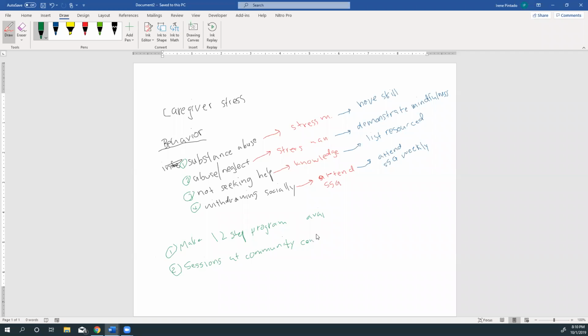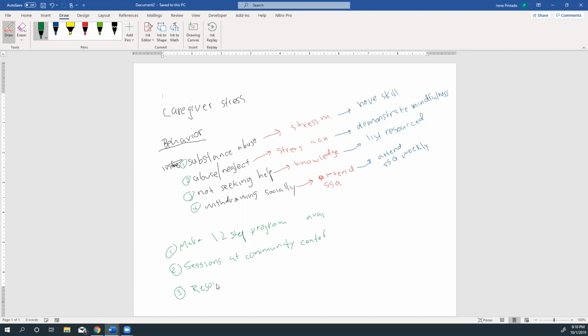Okay, and then what about not seeking help and list. So obviously, if we're going to increase knowledge, and we have people list resources, we could do what, like a resource fair, like post them at the community center, maybe. Could talk about a resource fair.